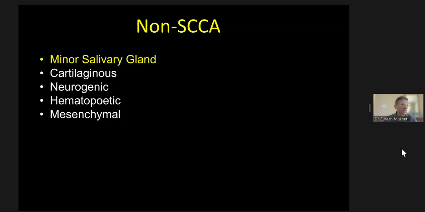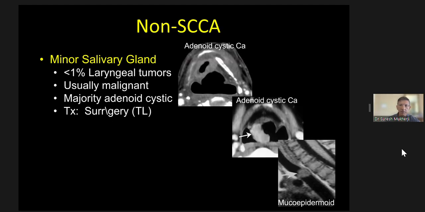And so what we've done so far is that we talked about anatomy and we talked about squamous cell carcinomas. Now what I'm going to go through is the last 5% of the non-squamous cell carcinomas. The most common non-squamous cell carcinoma is going to be minor salivary gland tumors, and they account for less than 1%.